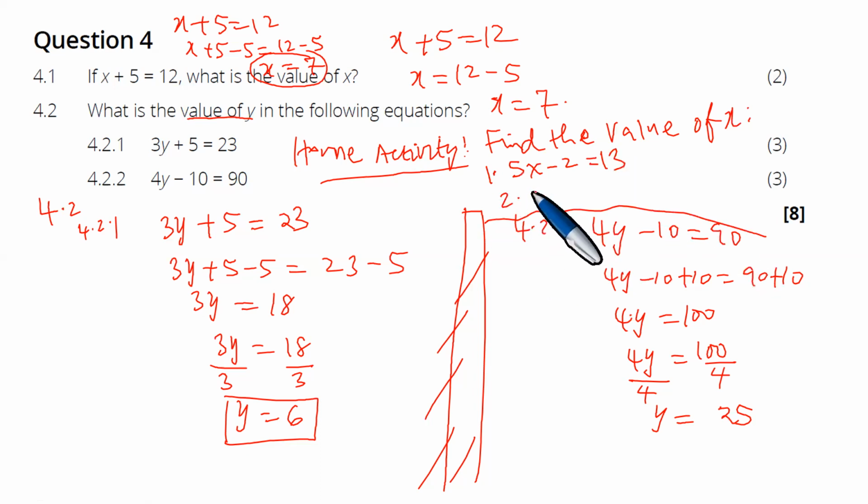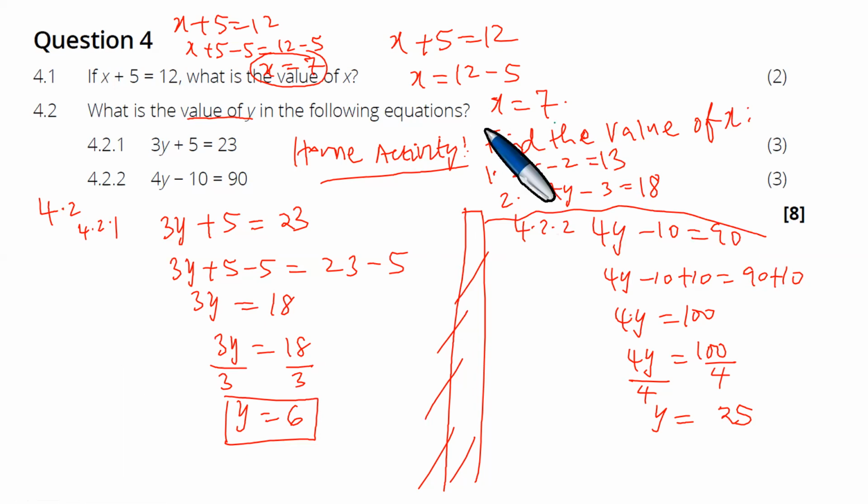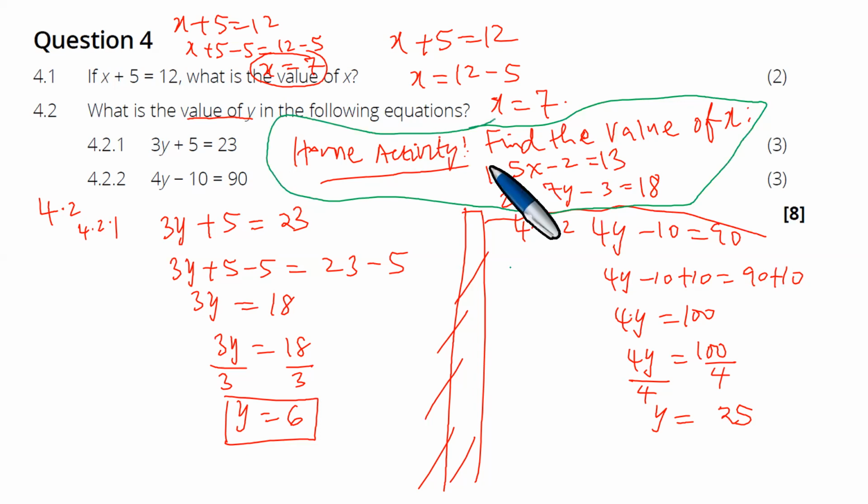So we have this: 7y minus 3 is equal to 18. So take these problems here, and now these ones here in the green block, they are a home activity for you. You're going to try them, and then you can let me know when you have them. During our next meeting, we're going to discuss this.